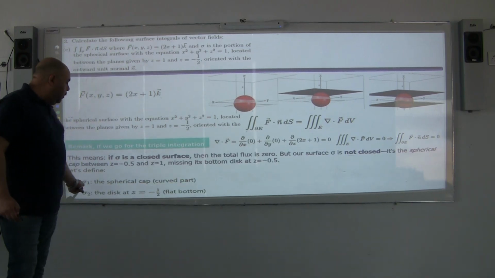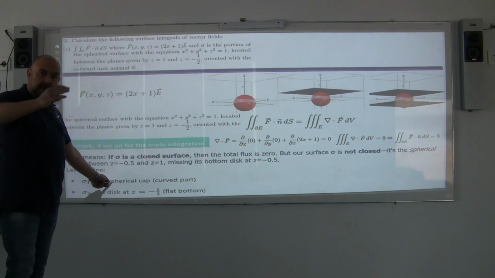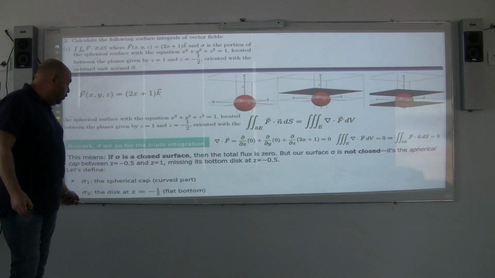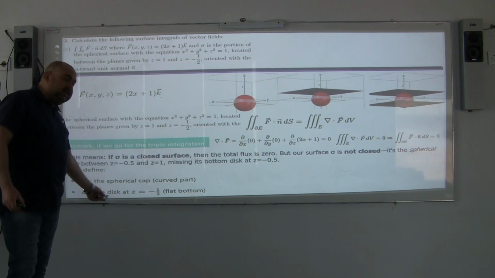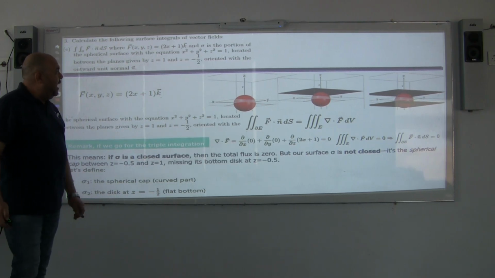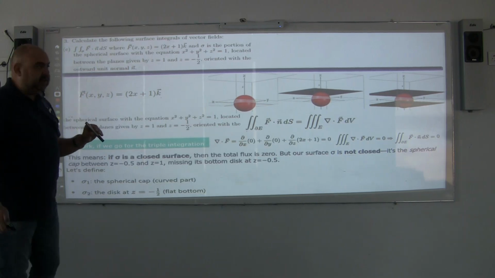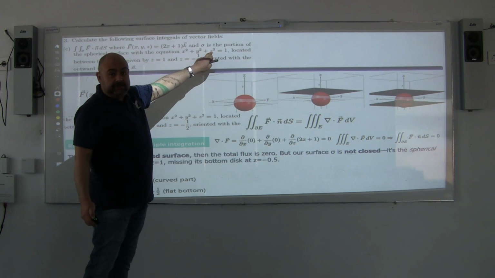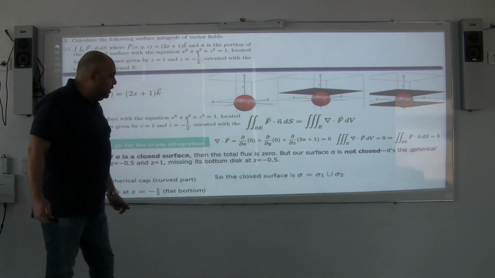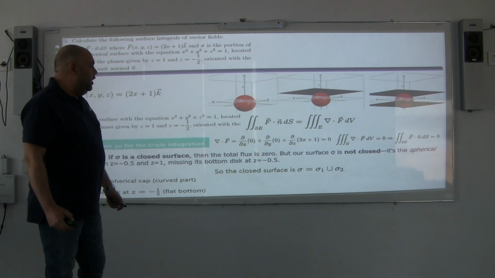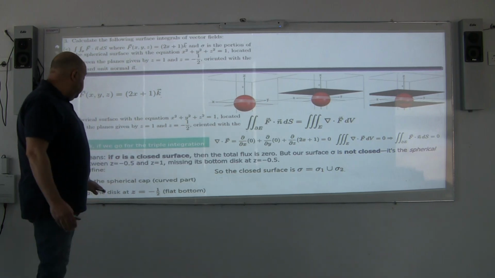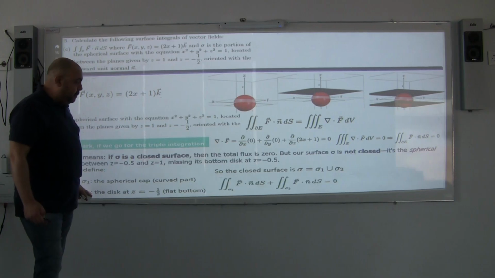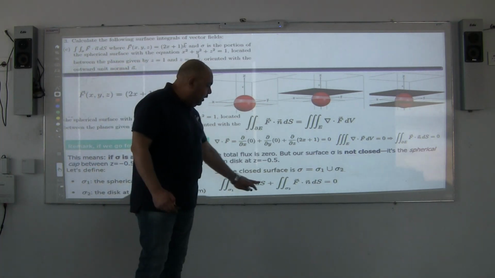I will take sigma 1 for the spherical cap, the curved part, which is the part above OXY, or the curved part of all of it, and sigma 2, the disk at z equal to negative half. Identifying the disk at z equal to negative half, all I have to do is to replace z by negative half. It's going to be a quarter, so I can get the value of this disk exactly as you will see. The surface overall will be the union of sigma 1 plus sigma 2, or the sum of both of them. And that's what we have, sigma 1, sigma 2.